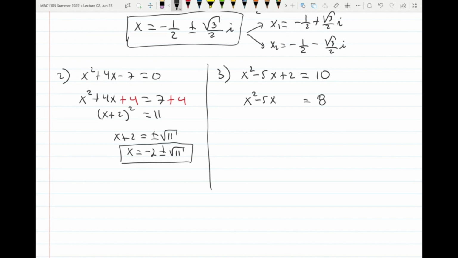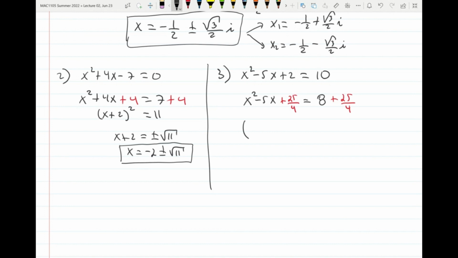Okay, what do we do? Divide 5 by 2 and then square it. -5 over 2 and square it. That gives us 25 over 4. So 25 over 4, that's what we need. So we add it to both sides. Does everybody understand this? So we add this to both sides.